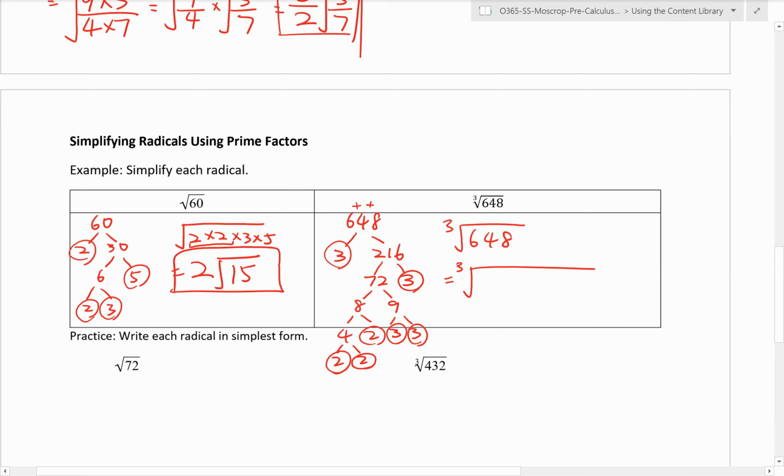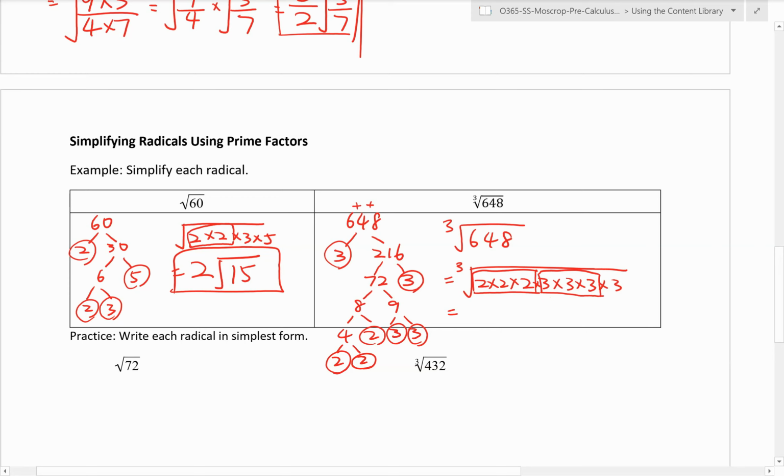And this is the same thing as how many 2's do we have? We have 1, 2, 3 2's, so 2 times 2 times 2. We have 4 3's: 1, 2, 3, 4. Now, what's different when we do cube root compared to square root is that in the square root we group 2 of the same numbers. Here it's a cube root, so we group 3 of the same numbers. So we have 3 2's, we have 3 3's, and we still have 1 extra 3 remaining inside.